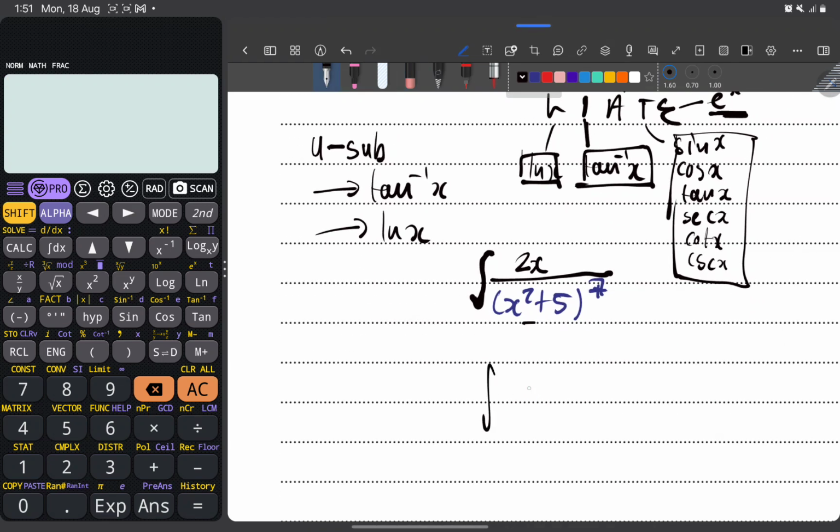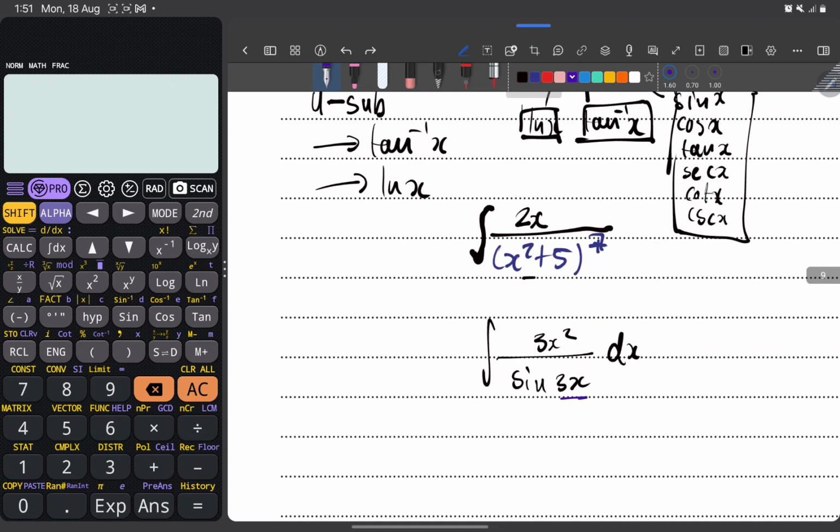Let's say you are integrating 3x squared over sine of x cubed with respect to x. What should I use here? I see that the denominator is composite, yes, because it's sine of something which is not an x. Now, if I differentiate the inside, sorry, sine of x cubed, I differentiate the x cubed, the inside of this sine. If I differentiate it, what do I get? I get a 3x squared or something like that.